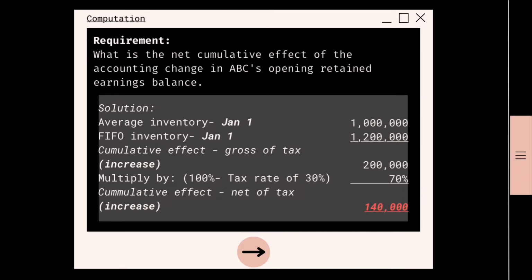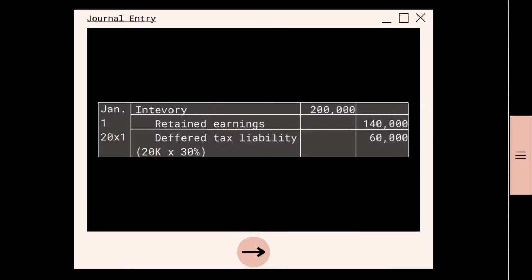The requirement is to know the net cumulative effect of the accounting change in APCO's opening retained earnings balance. Since we're looking for the opening retained earnings balance, we are going to use January 1's average inventory and FIFO inventory. That is 1 million minus 1.2 million, a gross of tax of 200,000. So 200,000 multiplied by 70% is your net of tax of 140,000. To record, inventory of 200,000 will be debited. The retained earnings of 140,000 and deferred tax liability of 60,000 are credited.